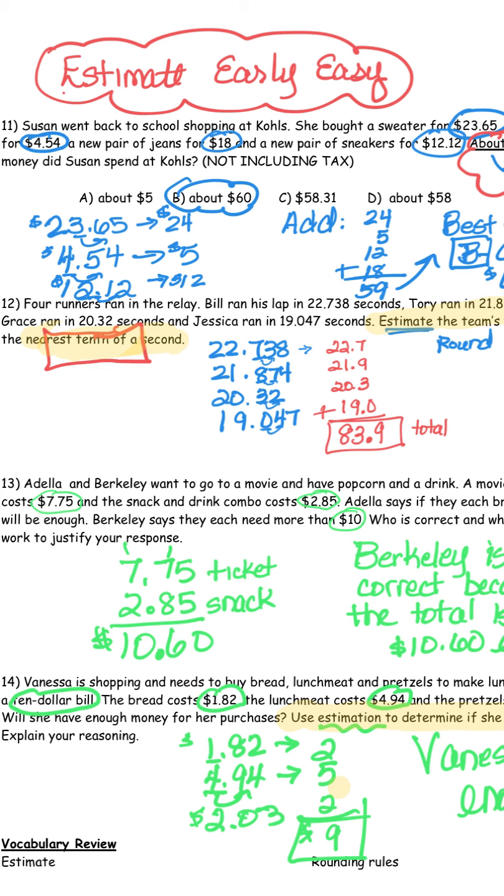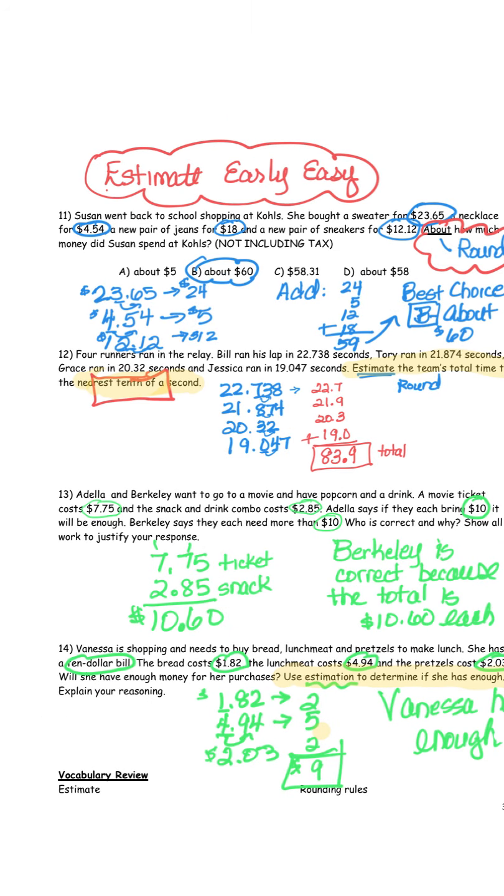Number 12, the answer was 83 and 9/10. And then if you look at number 9, you can see that Berkeley is correct. Okay, Berkeley was correct. The total you needed was $10.60 each.